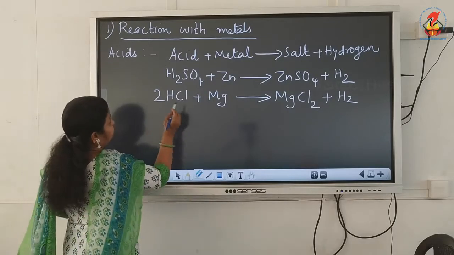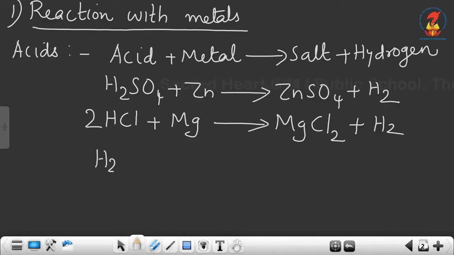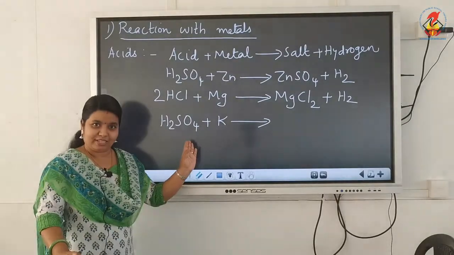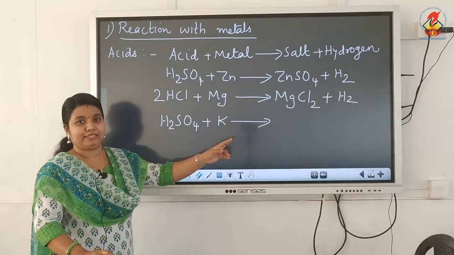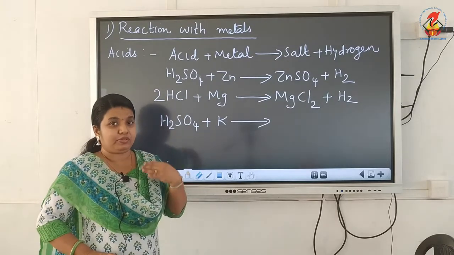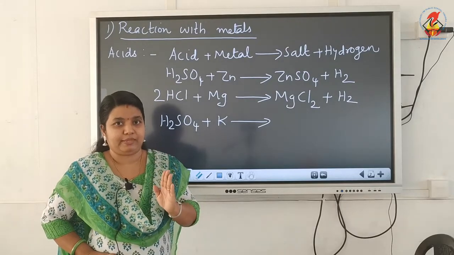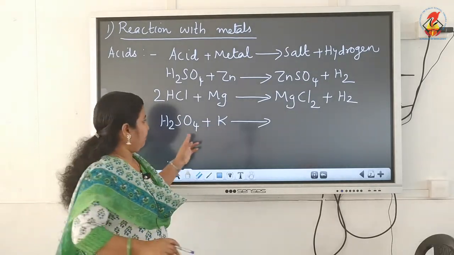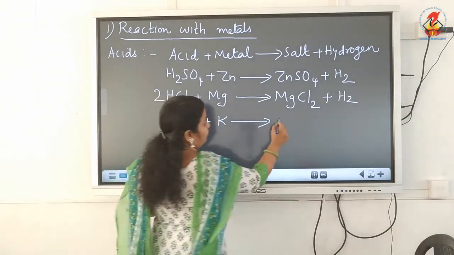Now another example with sulfuric acid we will write. Sulfuric acid is the strongest acid. This is the highly reactive, most reactive metal, potassium. So let us see the products formed. How do you write the name of the salt? First the name of the metal, so potassium. The second part comes from the acid. Since it is sulfuric acid, it will be sulfate, potassium sulfate. What is the formula of potassium sulfate?